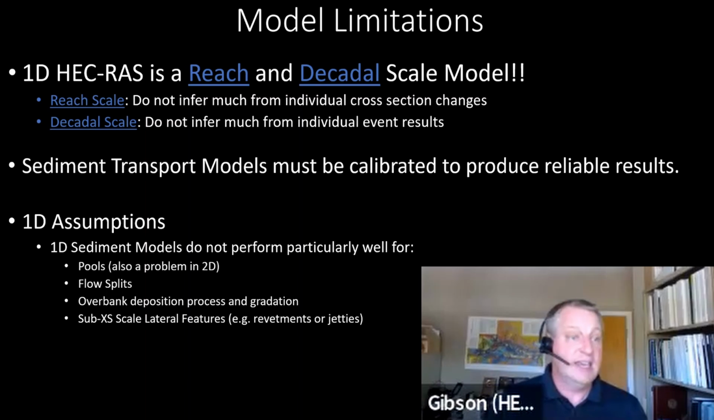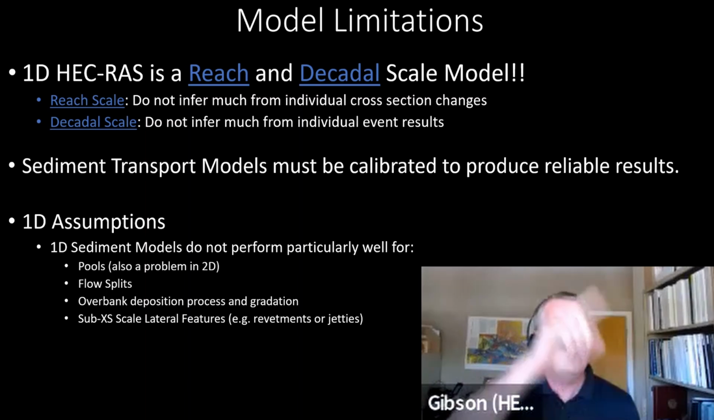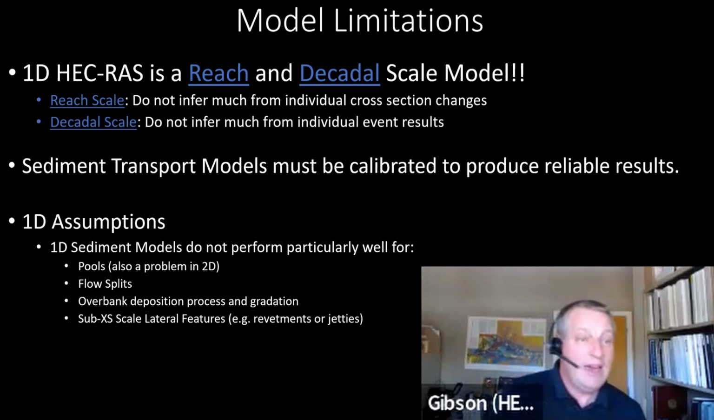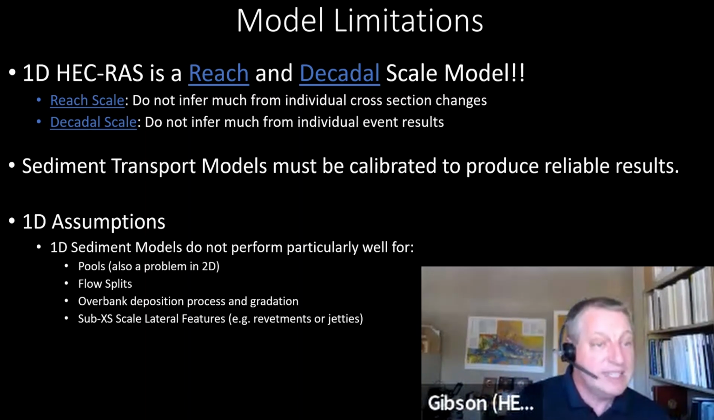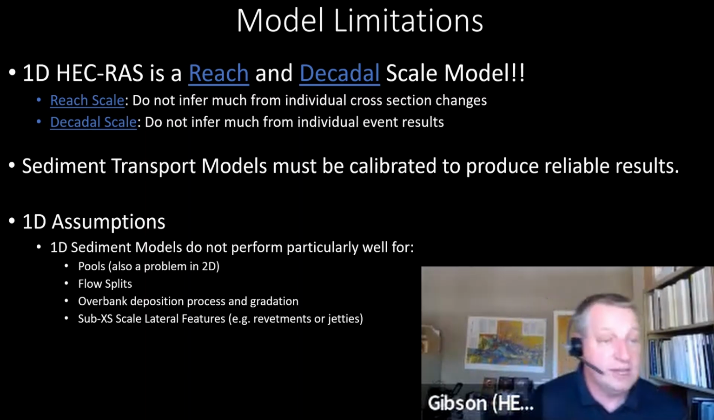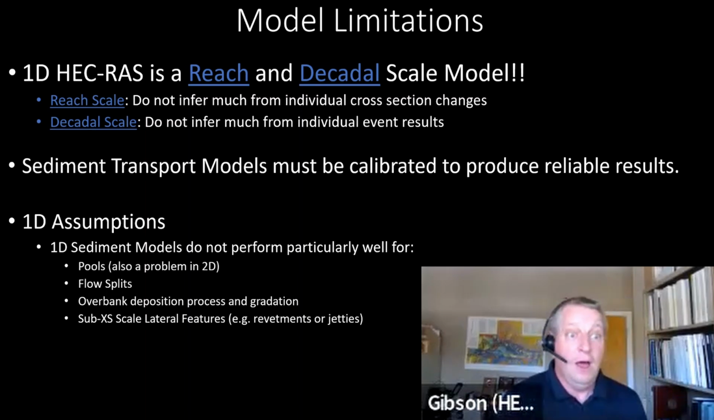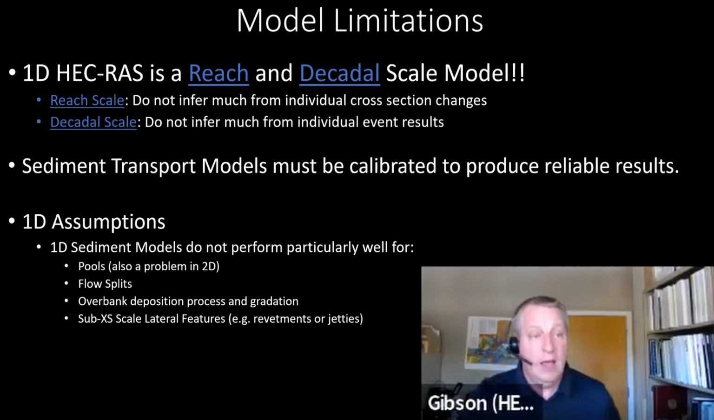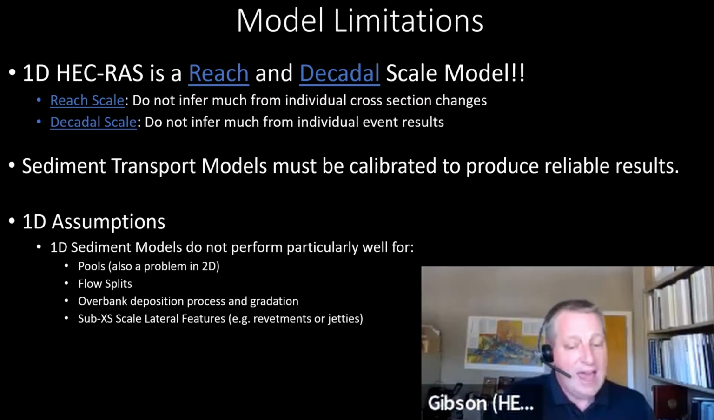And it's a decadal scale model. You should not infer much from what a single event does. And that's why having good hydrology, or reproducing good hydrology, is so important. I want to run this model for 10, 30, 50 years. And that's why you use a 1D model, because the runtimes on a 2D model for a 50-year simulation are just too long. But a 2D model doesn't have this kind of reach scale, decadal scale limitation.